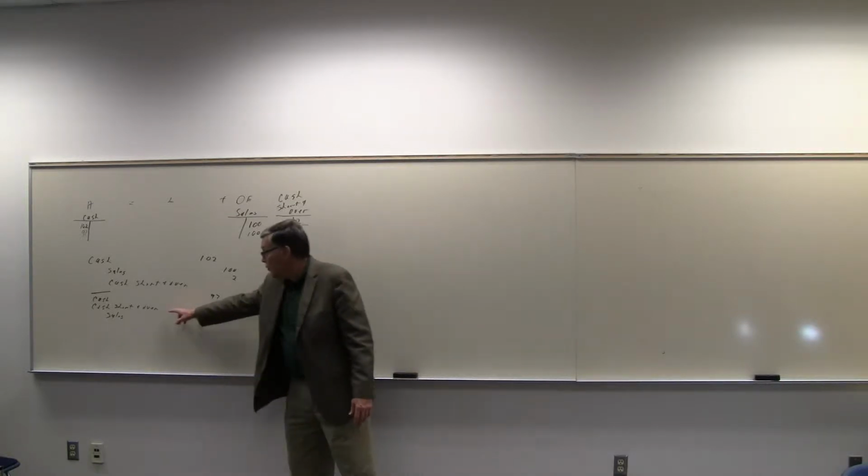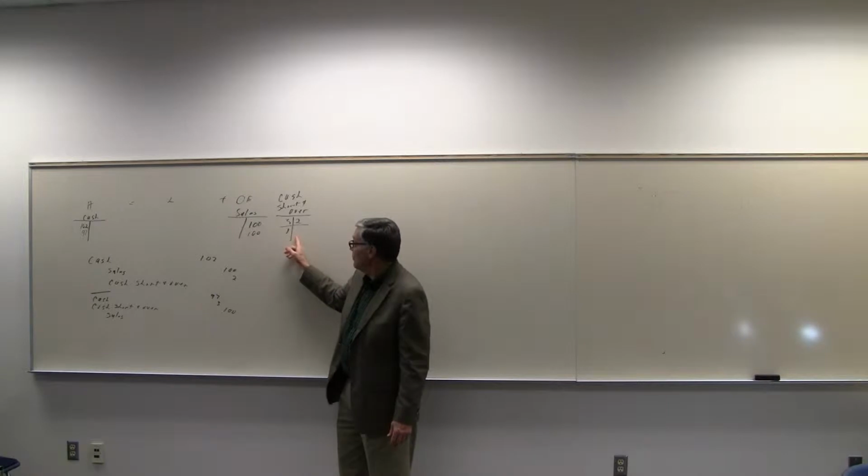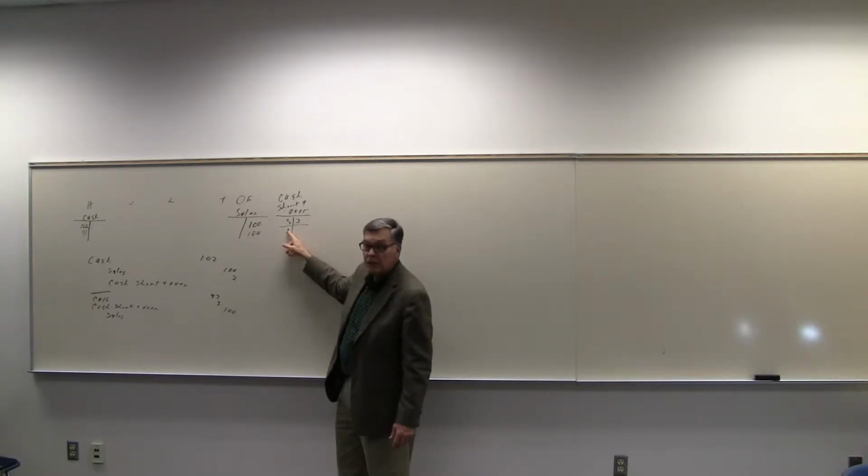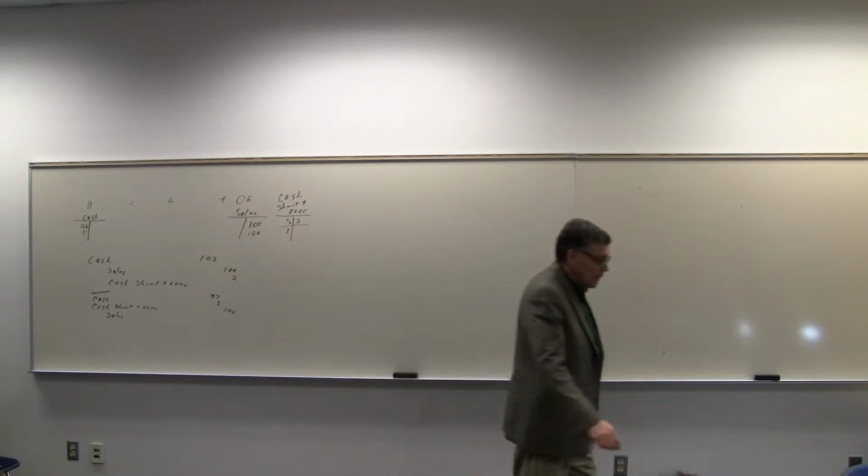So cash short and over is an owner's equity account. It can have either a debit or credit balance depending on whether there's an overage or a shortage. If it has a credit balance, it'll show up as revenue with the revenue accounts. If it has a debit balance, then it will show up as an expense with the other expenses.